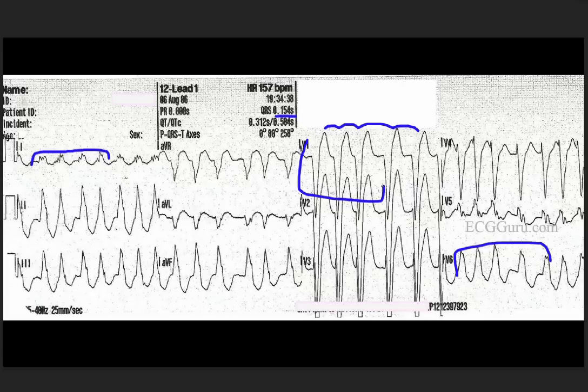We have polymorphic VTAC, which is irregular like a torsades, but you can see by looking at this, it's not one of those. So the only thing it can be is atrial fib, and what widens the QRS is left bundle branch block.